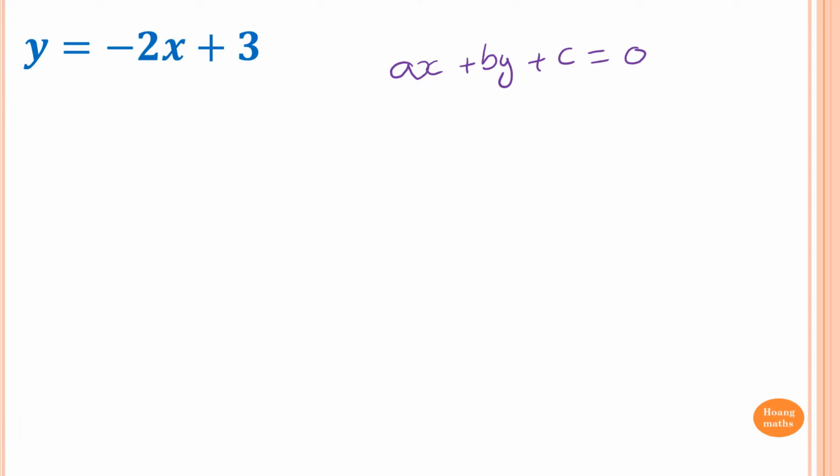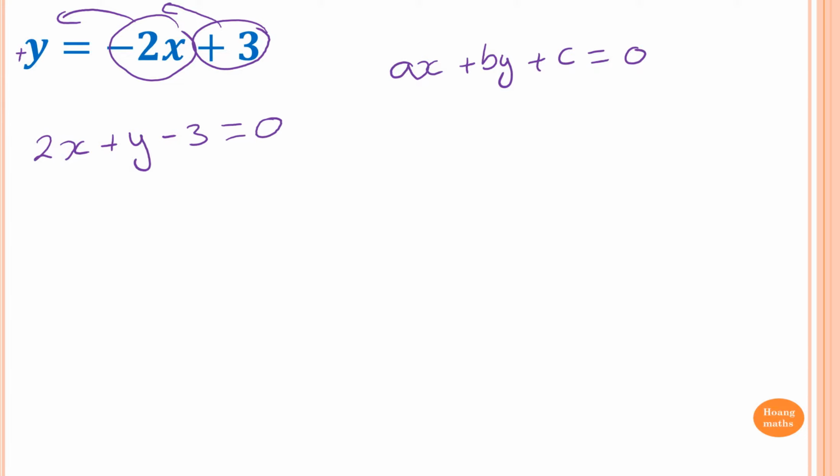So to do this, the minus 2x I move to the other side and the 3 moves to the other side as well. So minus 2x moves over and becomes positive 2x. Now y, I just write it down because nothing in front of it means it's positive. And positive 3, I move to the left, so it becomes negative 3. So equal to 0. See, this is already in this form. So that's the answer.